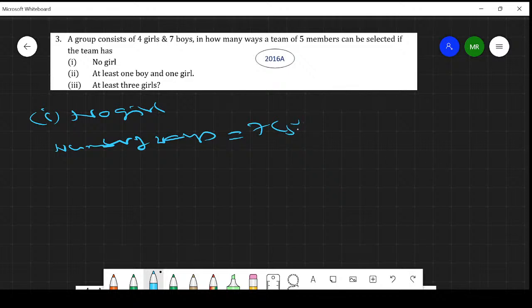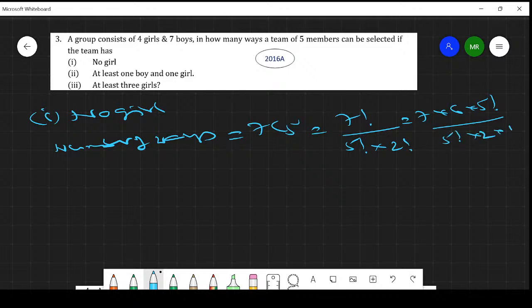You can simplify 7C5, which means 7 factorial by 5 factorial into 7 minus 5, 2 factorial. You are taking no girl means 7C5 it comes. You can simplify this, 7 into 6. If you want, I can write 7 into 6 into 5 factorial by 5 factorial into 2 into 1. Then I can eliminate the 5 factorial. It will come here, 2 3s means 7 3s, 21 it comes. It will be 21.